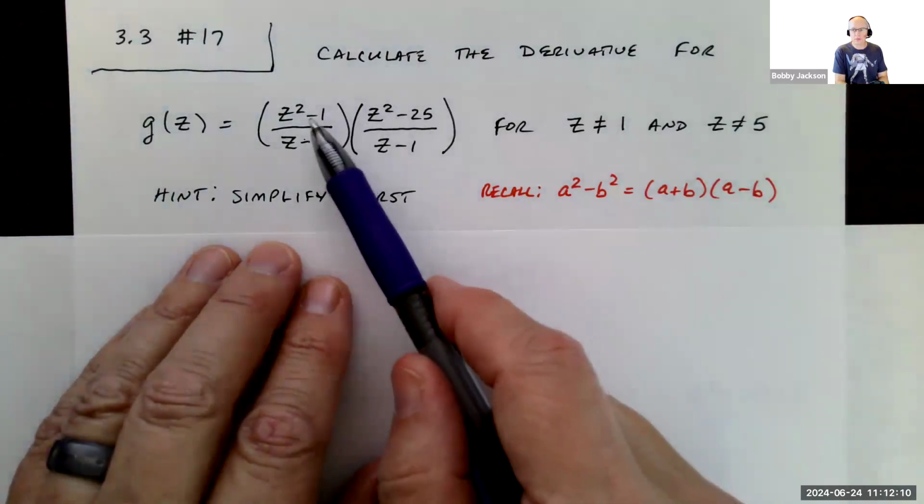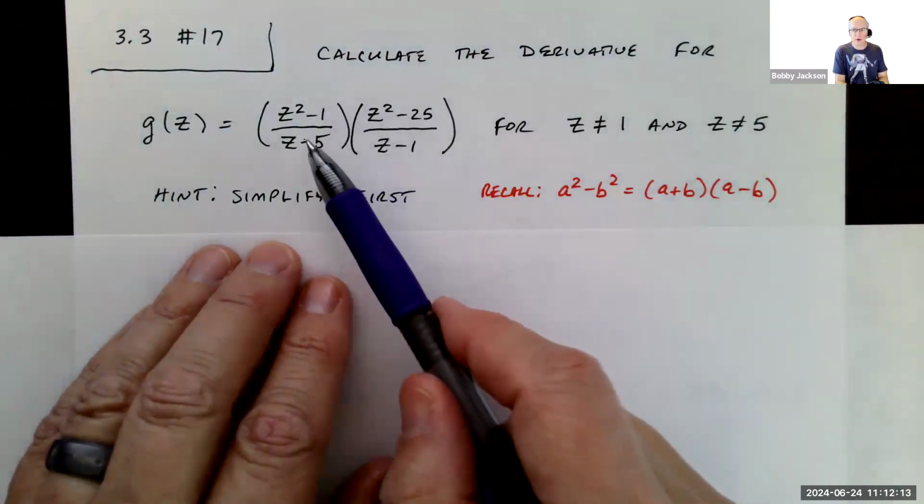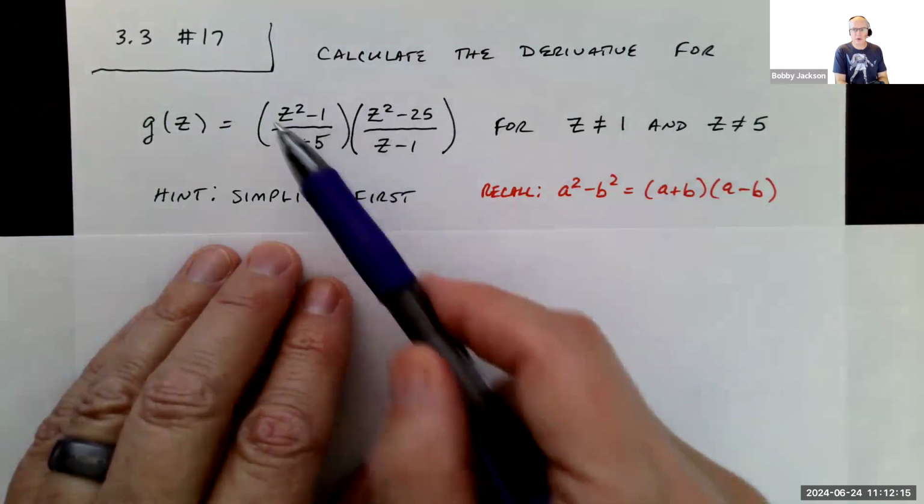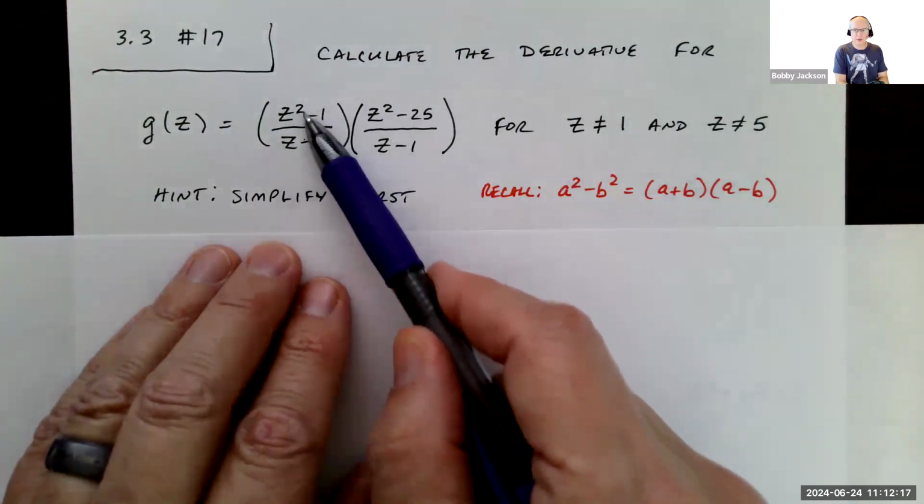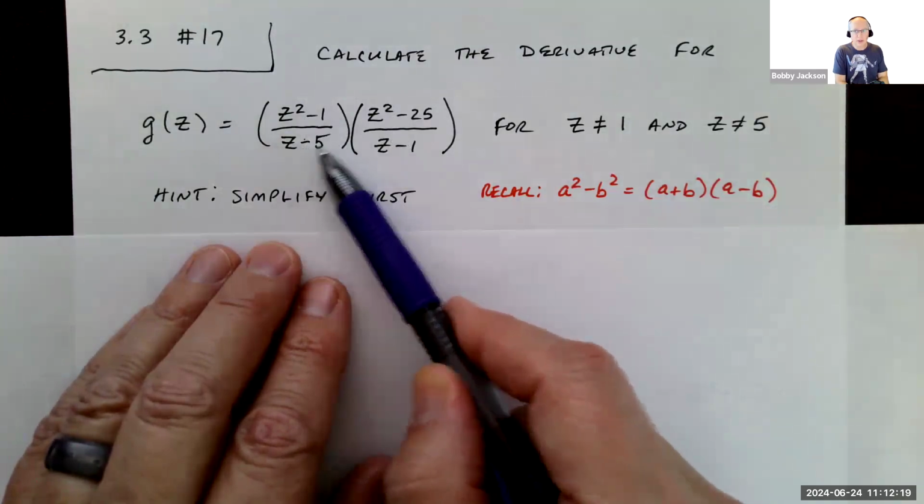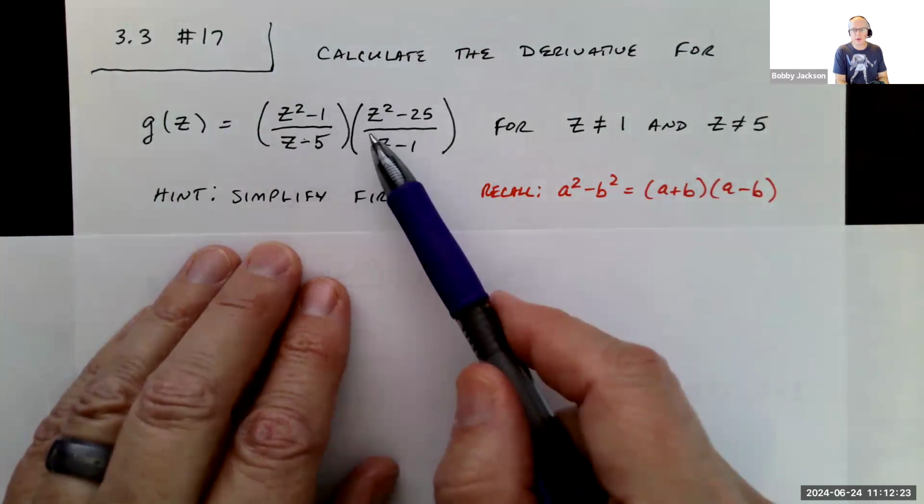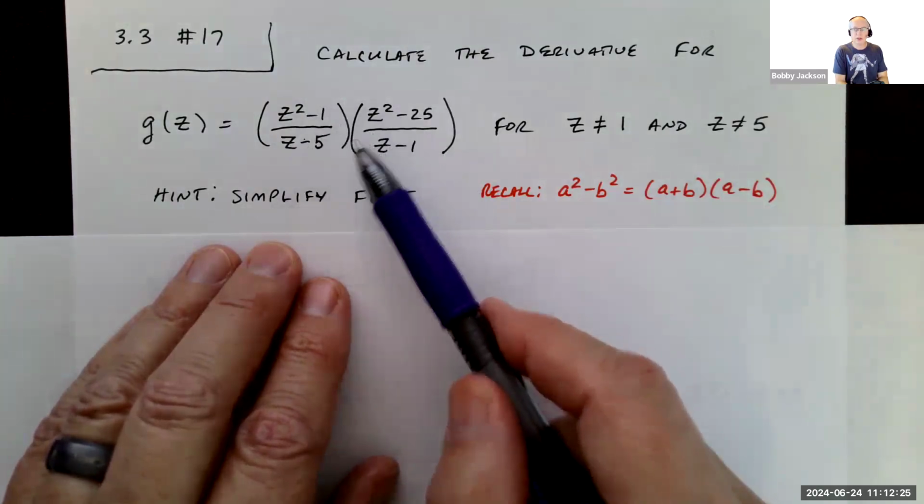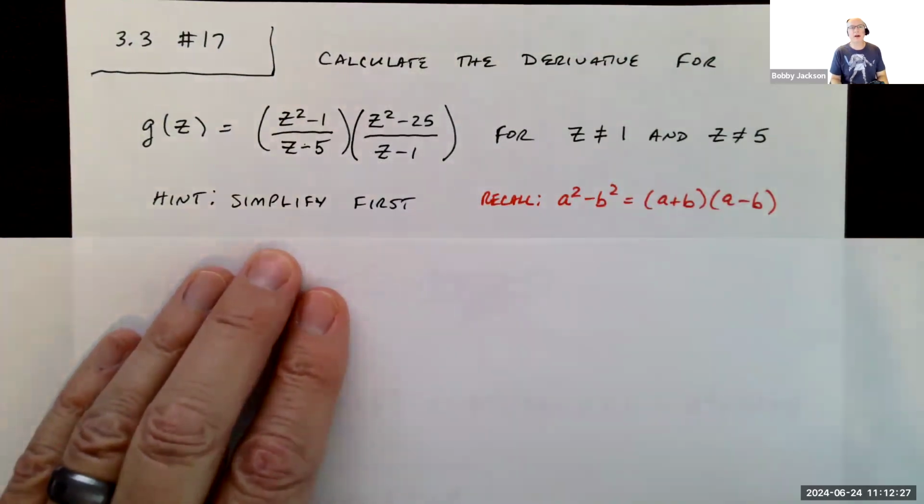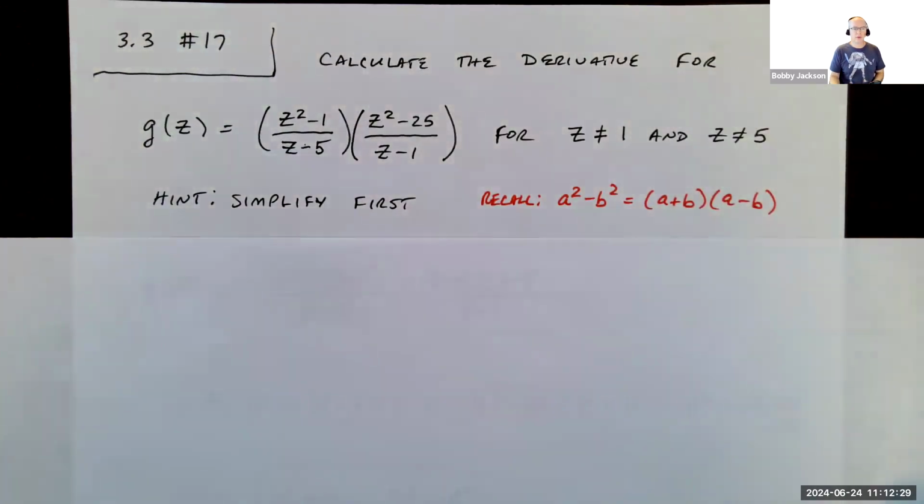You do not want to just straight up say, okay, I've got a product, so let me use the product rule. And then when I take the derivative of each of these, they're quotients, so I have to use the quotient rule. You're going to have a big mess if you try and just brute force this through with the product and quotient rules. So again, the idea is if you can simplify a function before taking the derivative, most of the time that's going to make life a lot easier.